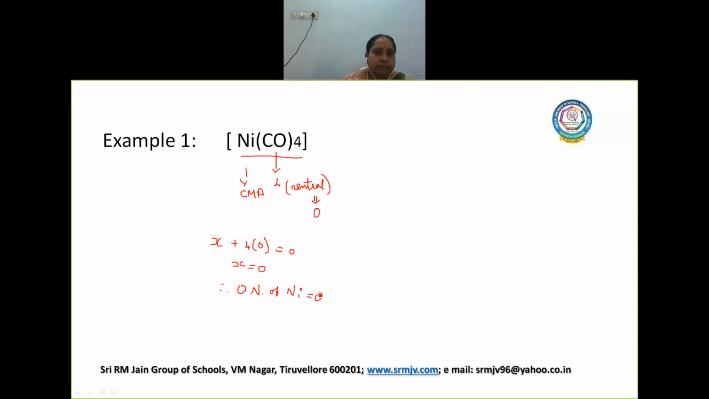Is it clear, children? Because when we take this complex, it is a neutral complex. What type of complex is it? A neutral complex, because it has a neutral ligand. Normally, nickel, when it gets combined with carbonyl or other neutral ligands, will attain the charge 0. That means the oxidation number will be 0.